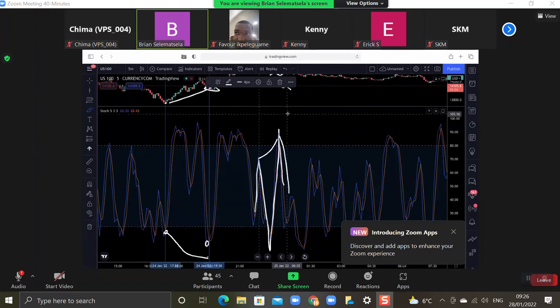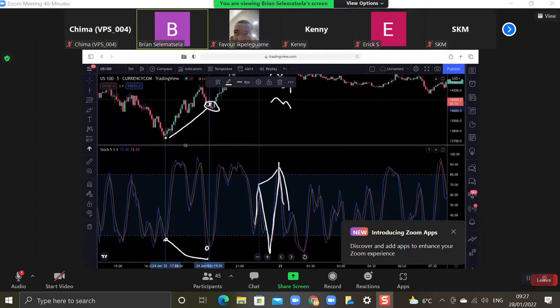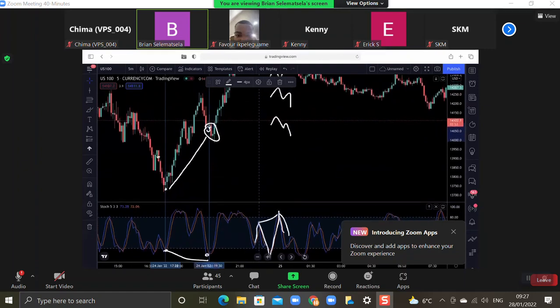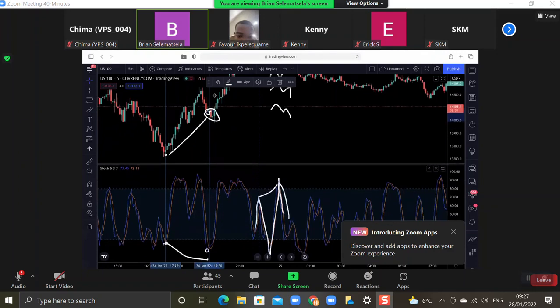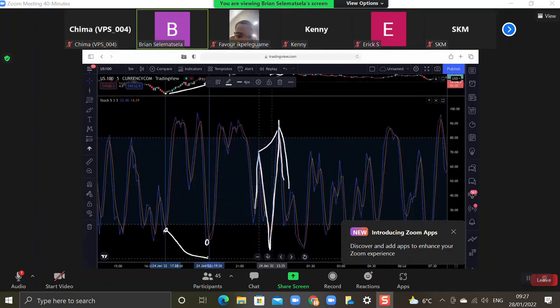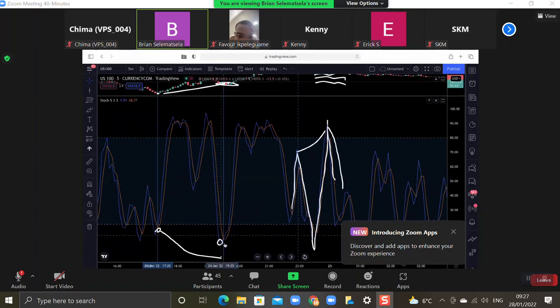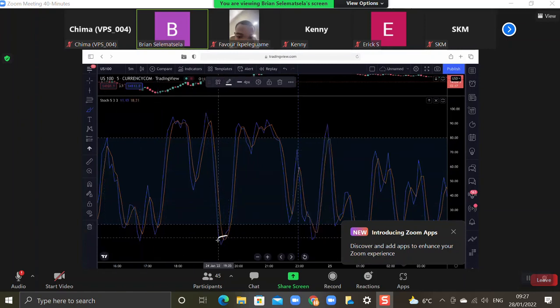And from there, what you're going to do is confirm by the crossing over. There are two lines inside the stochastic that move. The red, the purple and the orange line. Immediately after those lines cross here, we're going to be on a buy.